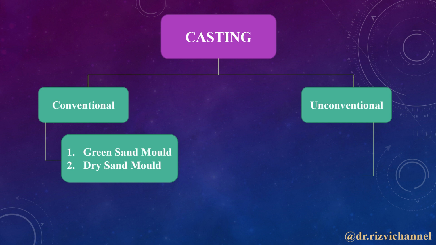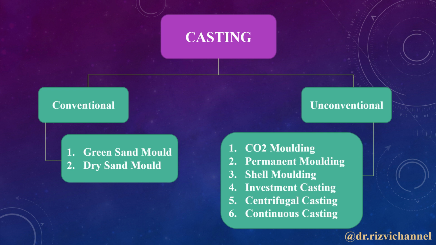Unconventional casting processes are of six types. They are carbon dioxide molding, permanent molding, shell molding, investment casting, centrifugal casting, and continuous casting. Sand castings are basically used to produce large parts such as engine blocks, cylinders, etc. Permanent molds are used to produce gears housing, etc. Investment castings are basically used to produce jewelries, and centrifugal castings are used to produce symmetric objects like pipes, boilers, and flywheels.